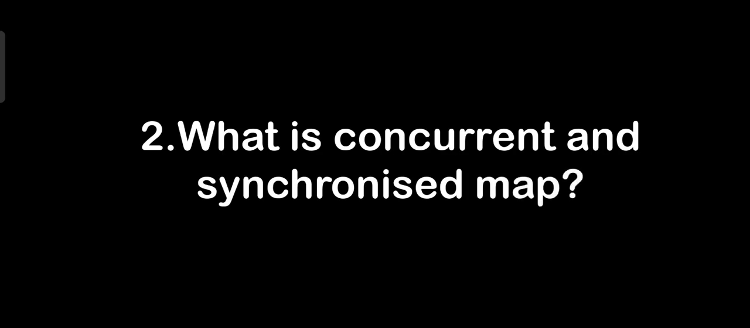So the next question is, what is concurrent and synchronized map? Basically, concurrent hash map or synchronized hash map are used in the multi-threading environment. The major difference is, when using concurrent hash map, there can be multiple threads which can act on the get method, and one thread can act upon one segment of the put. But coming to synchronized hash map, the entire hash map gets locked. Here only one thread can act upon any operation.